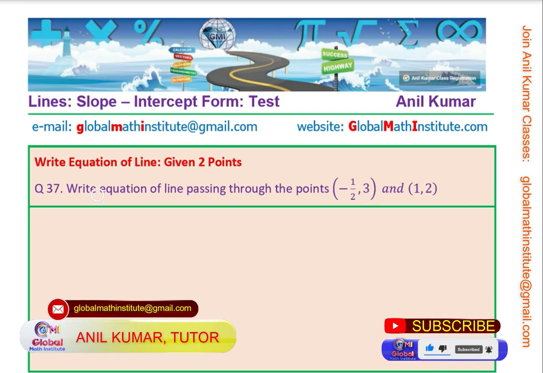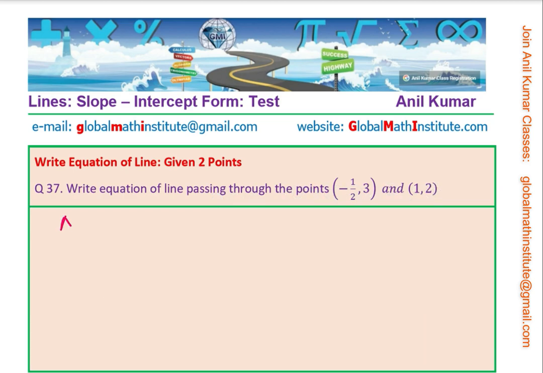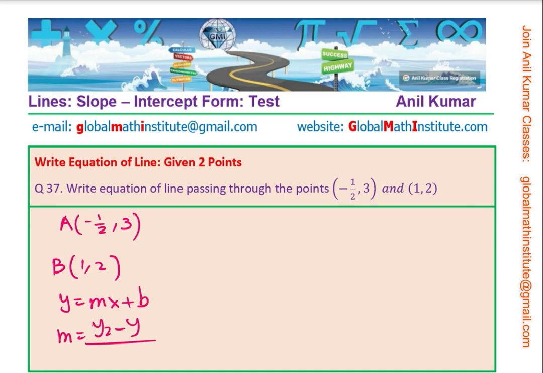It is: write the equation of the line passing through these 2 points, right? So we are given points A, which is (minus half, 3), and point B is given to us as (1, 2), right? So follow the method. We need to write the equation in the form y equals mx plus b, where m is y2 minus y1 over x2 minus x1. Clear? So I'd like you to now pause the video and answer this particular question.